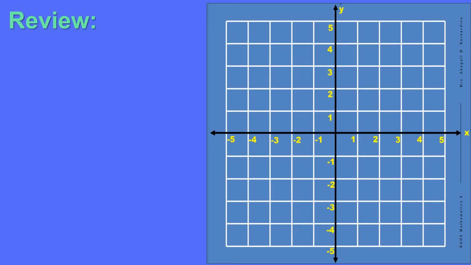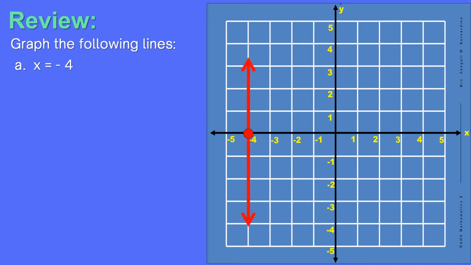Let's have the review. Let's graph the following lines. For letter A, we have x equals negative 4. So we're going to plot here at negative 4, then draw a vertical line. Next, we have for letter B, y equals 2. So we're going to plot here at positive 2, then we're going to draw a horizontal line.